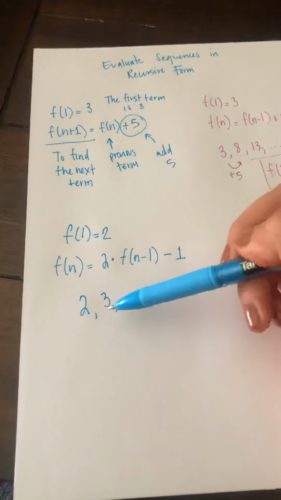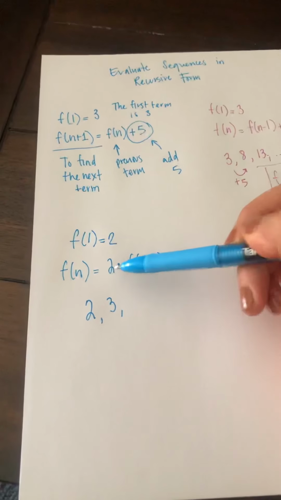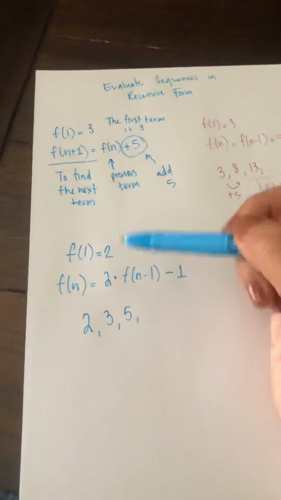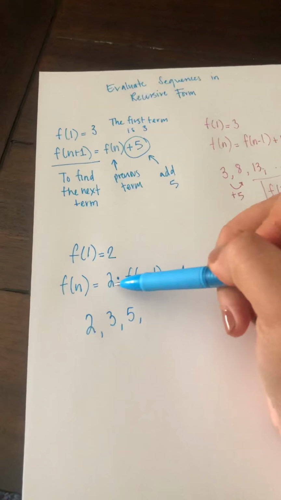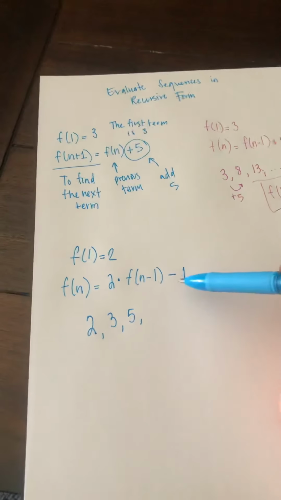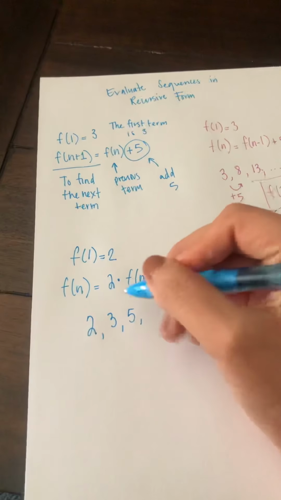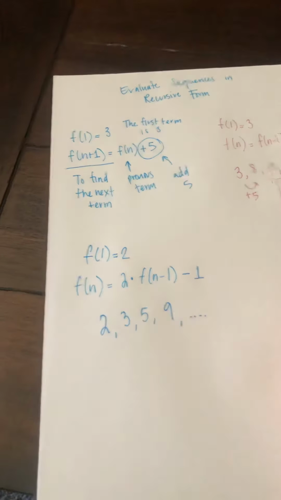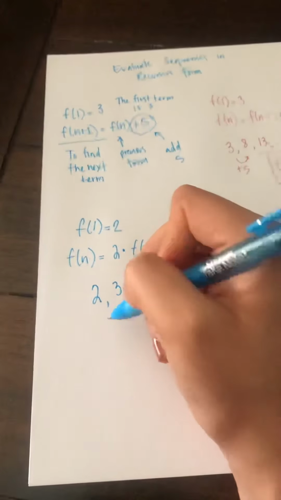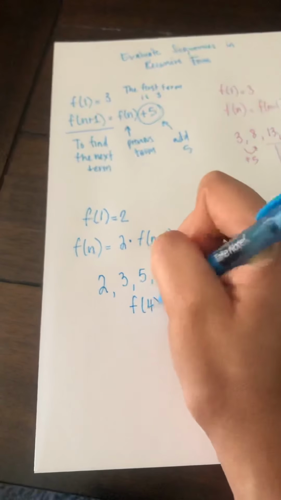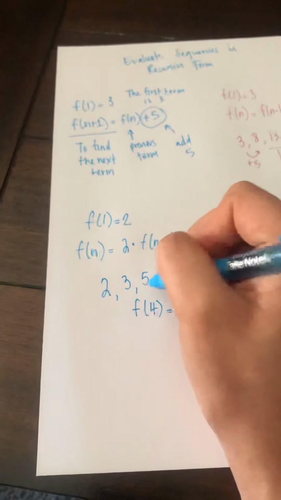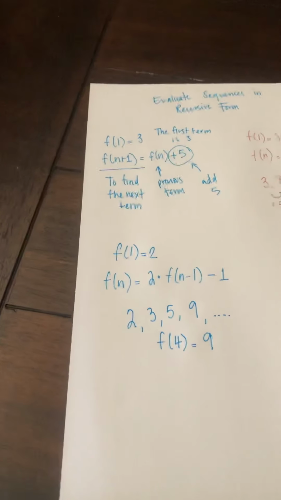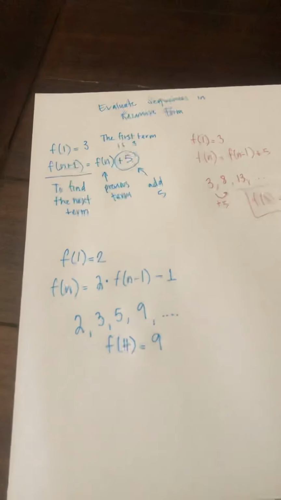And if I keep doing it, 3 times 2 is 6, minus 1 is 5. Again, just one more. 5 times 2 is 10, minus 1 is 9. And then so on and so forth, depending on what they're asking. Again, they might ask, what is the fourth term? And the fourth term is 1, 2, 3, 4. Well, that's 9.